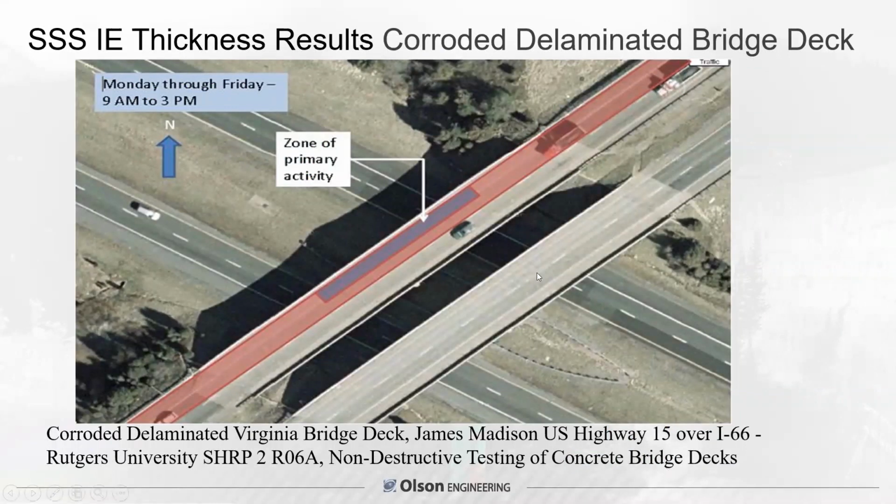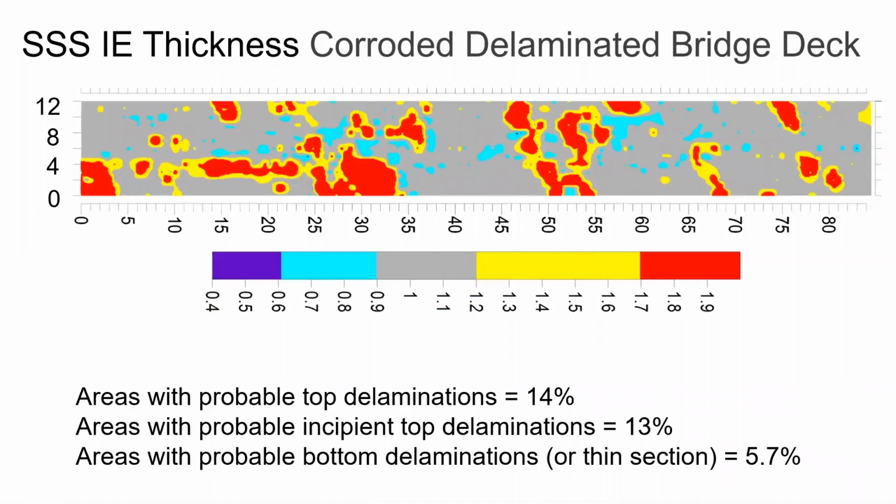This is a research project that Rutgers University did on the Sharp 2 non-destructive testing of bridge decks that they invited people to demonstrate technology in Haymarket, Virginia, near Washington, D.C. Their deck area was limited, but it was very corroded. It was a good test site. And this shows the results that we got from impact echo scannings with the sonic surface scanner.